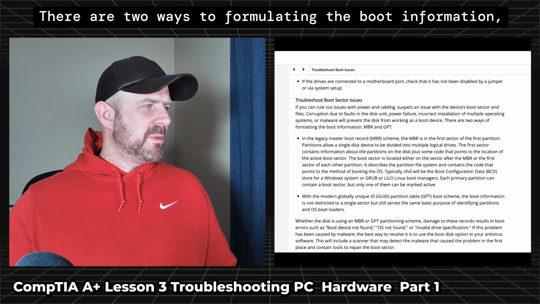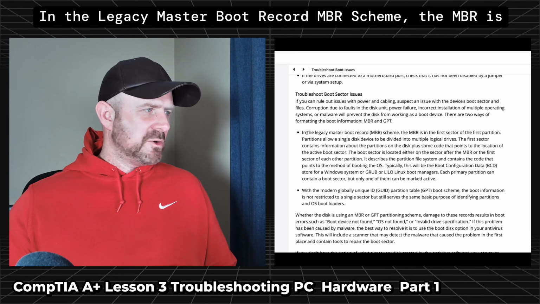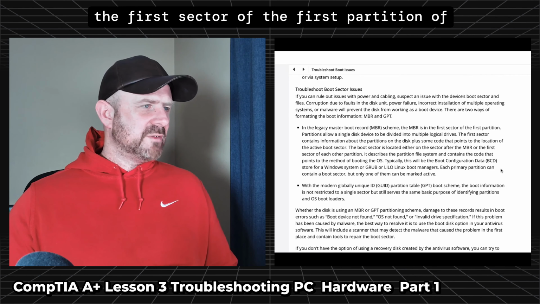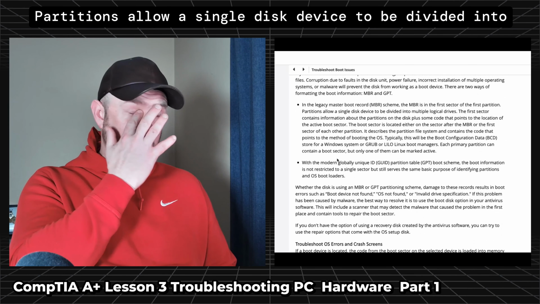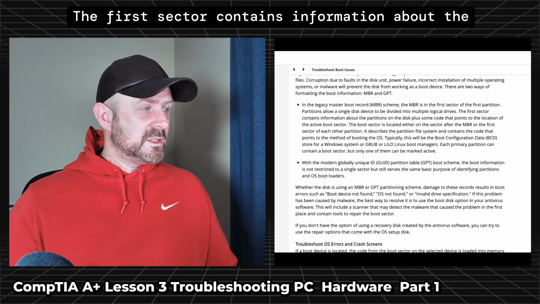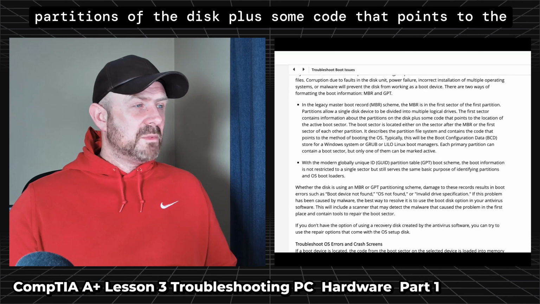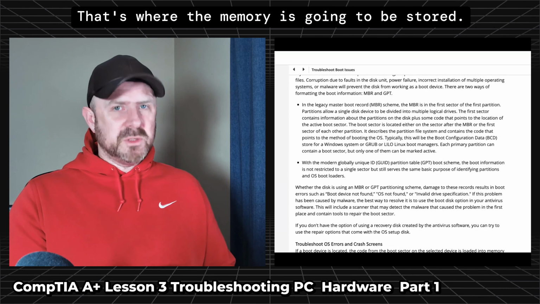There are two ways of formatting the boot information, MBR and GPT. In the legacy master boot record, MBR scheme, the MBR is the first sector of the first partition. Partitions allow a single disk device to be divided into multiple logical volumes. The first sector contains information about the partitions of the disk, plus some code that points to the location of the active boot sector.